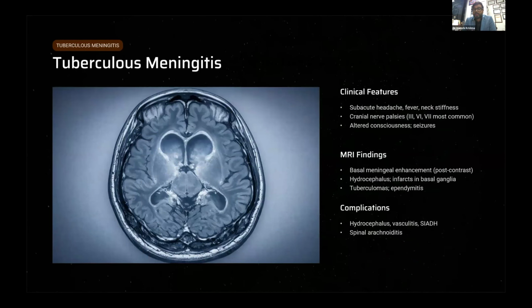TB meningitis clinical features: they present with subacute headache, fever, neck stiffness, and cranial nerve palsy. Third, 6th, and 7th are the most common, and they present with altered consciousness. If not treated in time, they present with complications like hydrocephalus, vasculitis, SIADH, and spinal arachnoiditis.